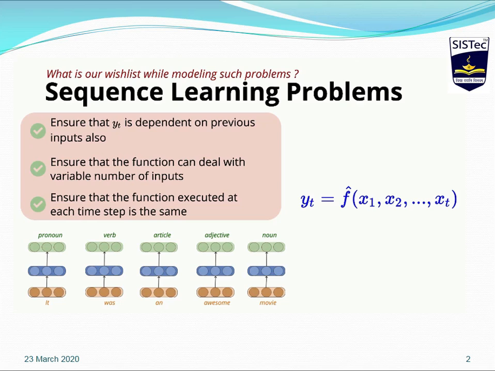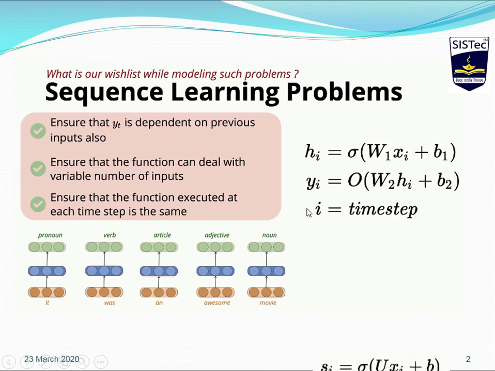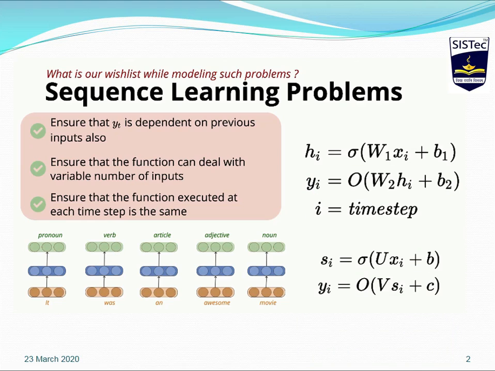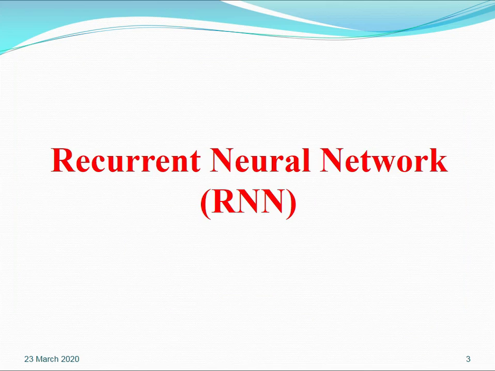So we are looking for a model which ensures three things. One, output yt depends on the previous inputs. Second, the model can deal with variable size inputs. And third, the function executing in each layer is the same. We have also discussed how to calculate the values of si and yi in the last video. Now today we are going to discuss the recurrent neural network.